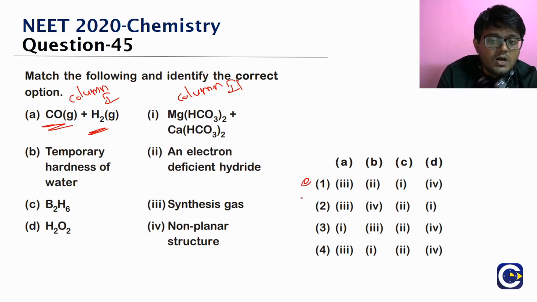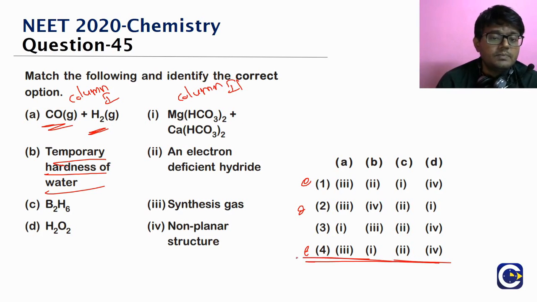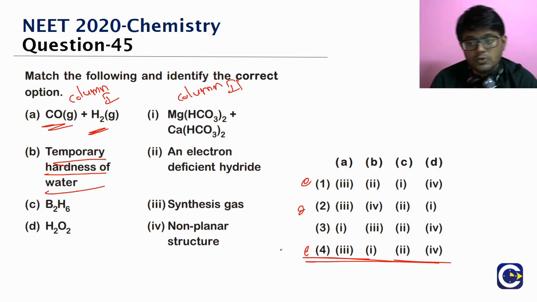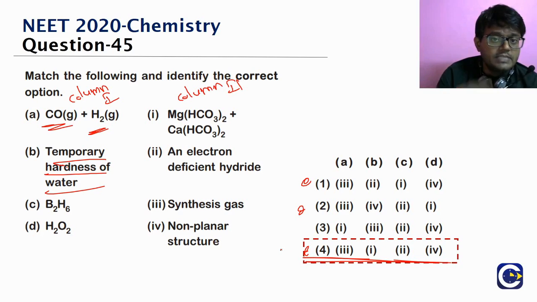So we'll see that option 1, option 2 and option 4, all of them have A matched to 3. Then temporary hardness of water is because of what? The bicarbonates of magnesium and calcium. So which means B should be matched to 1. So B should be matched to 1 means there is only one of them that is suiting. What is it? Option 4. So we got our answer. What is the answer for this? Option 4. So we don't even need to check the other two.